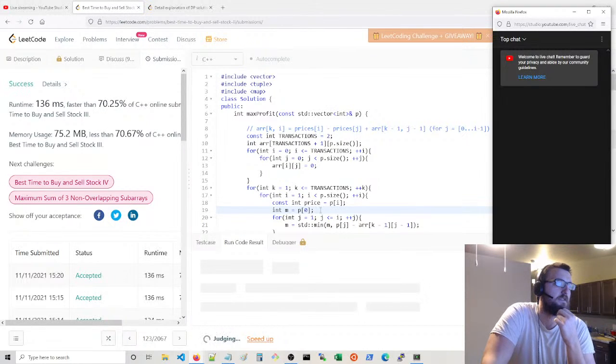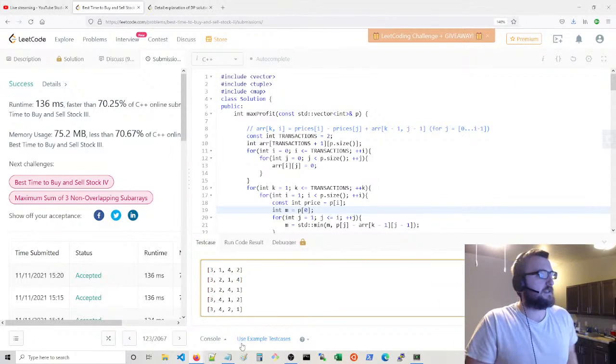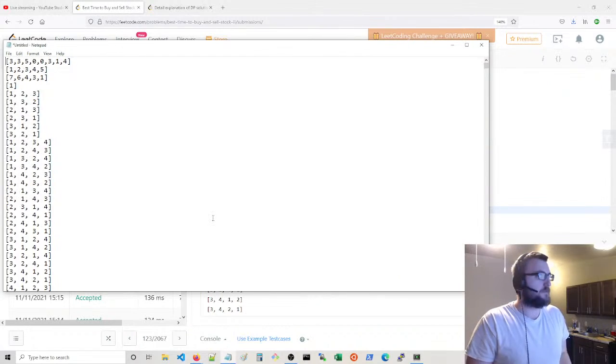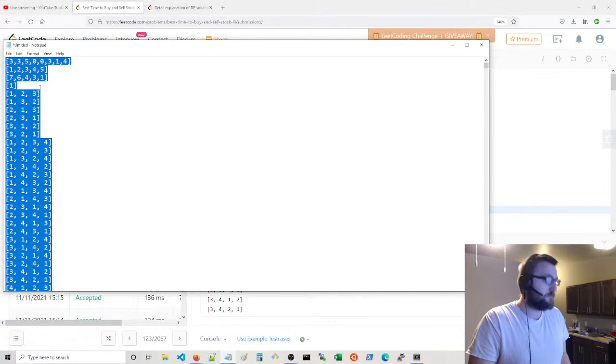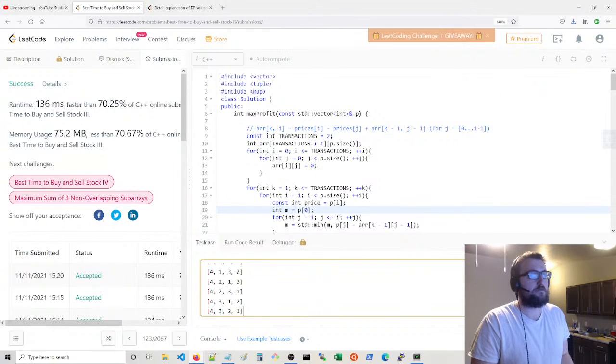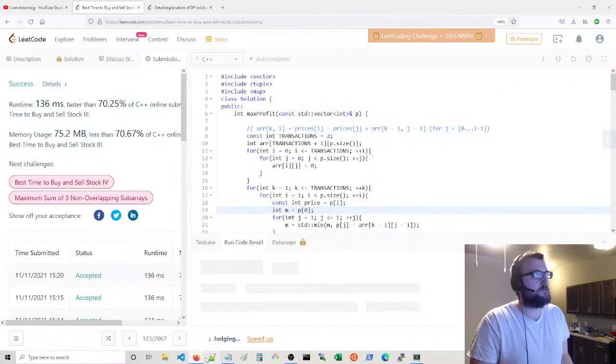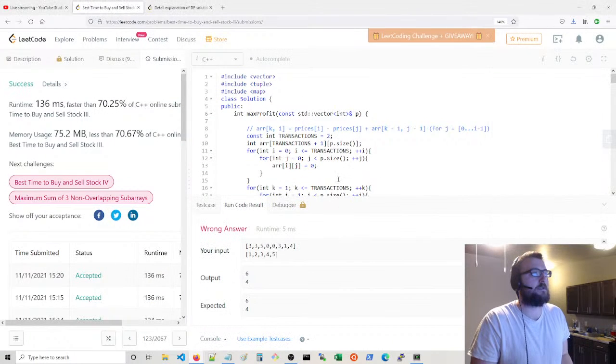I think it's going to TLE though. It's really slow because the last test case that I have in there is going to be way too slow. These test cases should work fine. Let's try this. How are we doing on time? Kind of used a good chunk of time here.